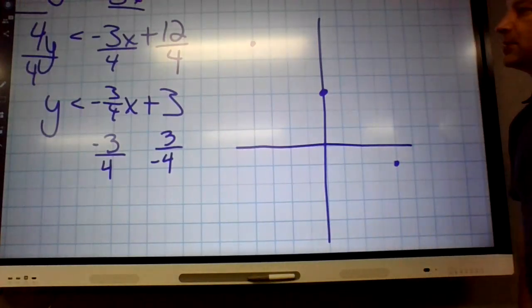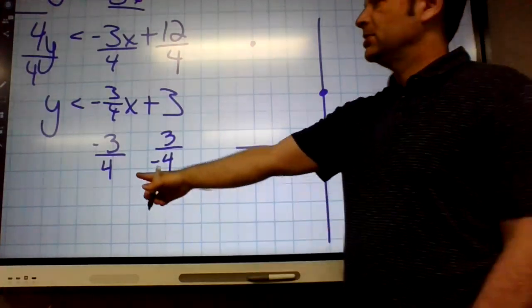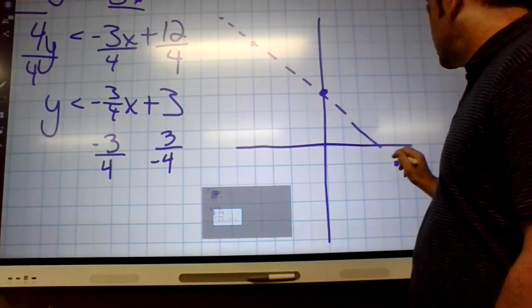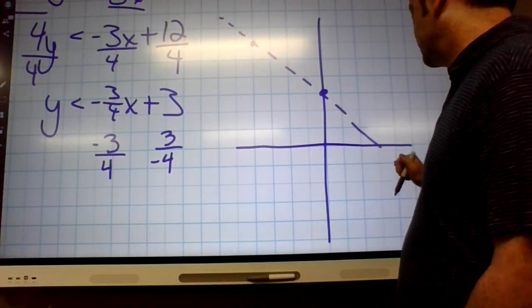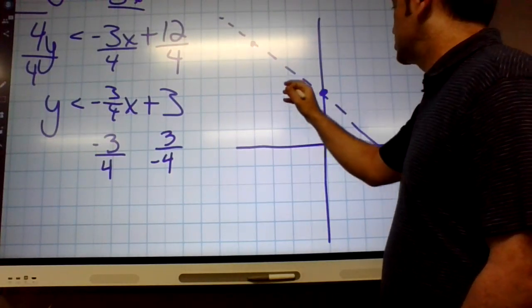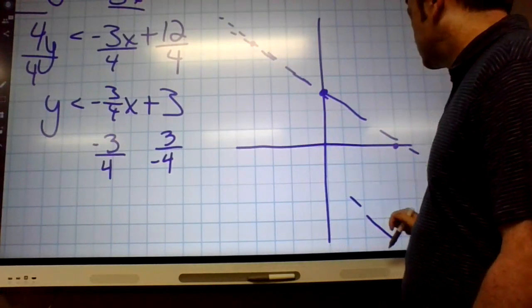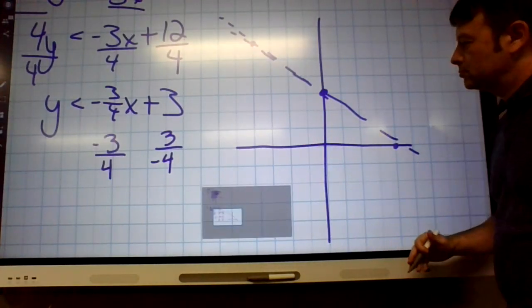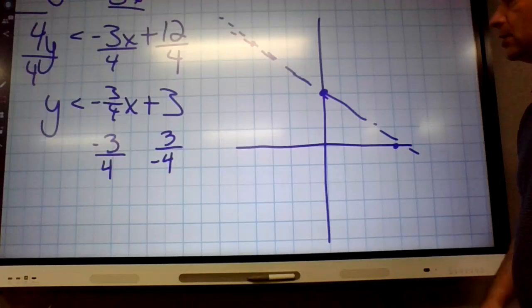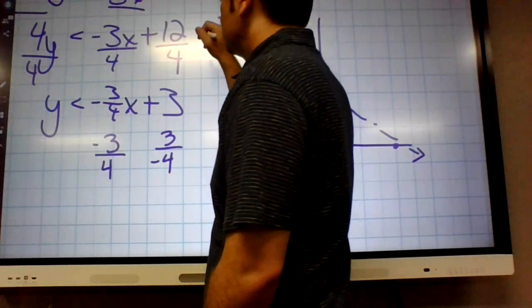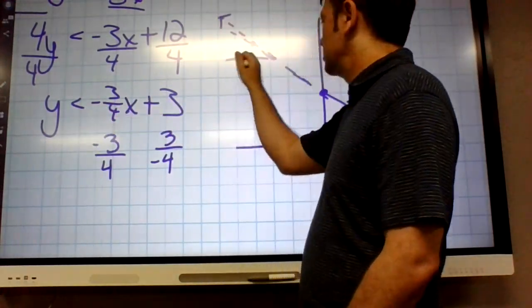Is the line solid or dashed? Dashed because there's no equal to. Did I count wrong? 1, 2, oh. Oh, shoot. Okay, are we shading above or below? Below. Less than.